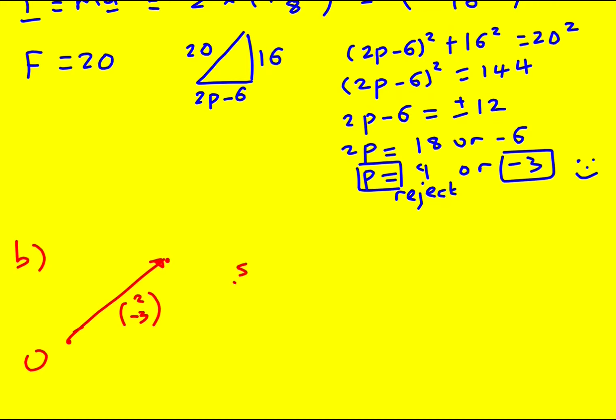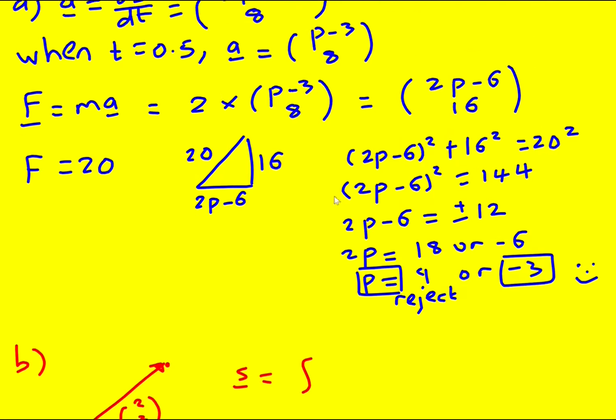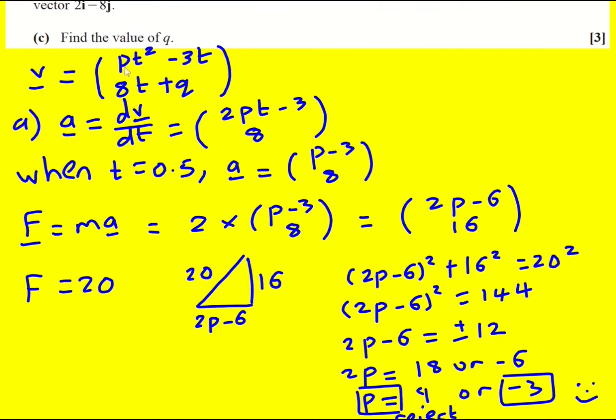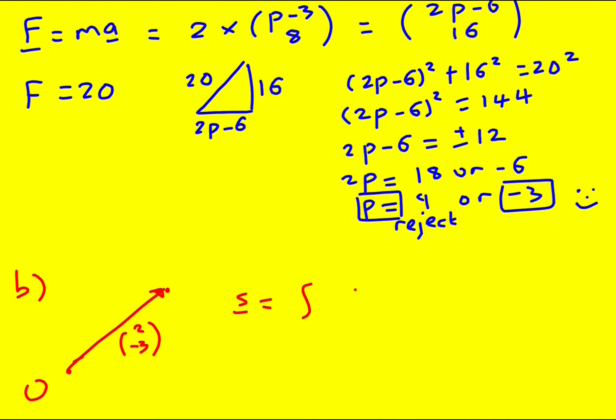Now we can look at finding s. So the displacement vector is going to be the integral of the velocity vector. But remember now I have that p is minus 3, so it's going to be minus 3t squared minus 3t. So again, if you want to use i and j and do it separately, you can, but this is just a bit more concise. And then I've got 8t plus q, integrating with respect to t.